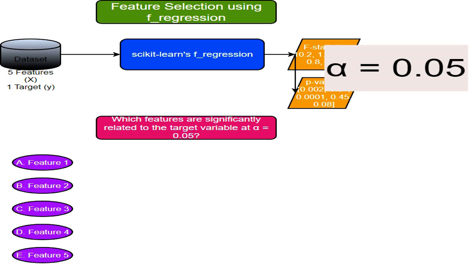This is my significance level, or alpha. It's a threshold I set. If the p-value is below this, then I say the relationship between a feature and the target is statistically significant and likely not due to random chance alone. It's like setting a minimum score. Only features that get over this score are considered significant.